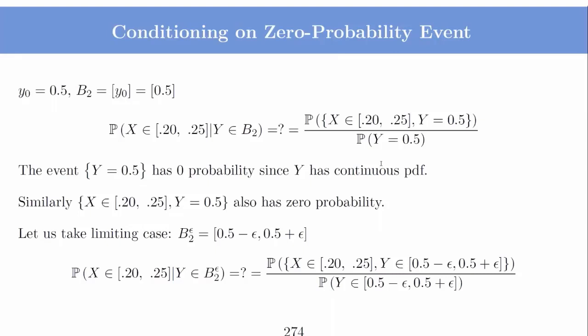Now, the event that Y is equal to 0.5 has zero probability because Y is a continuous random variable. I'm assuming Y is continuous. In that case, similarly, the event that X belongs to this set and Y is 0.5 also has zero probability because it's a subset of the event that Y is equal to 0.5. So both will be 0 by 0 and it will not be defined.